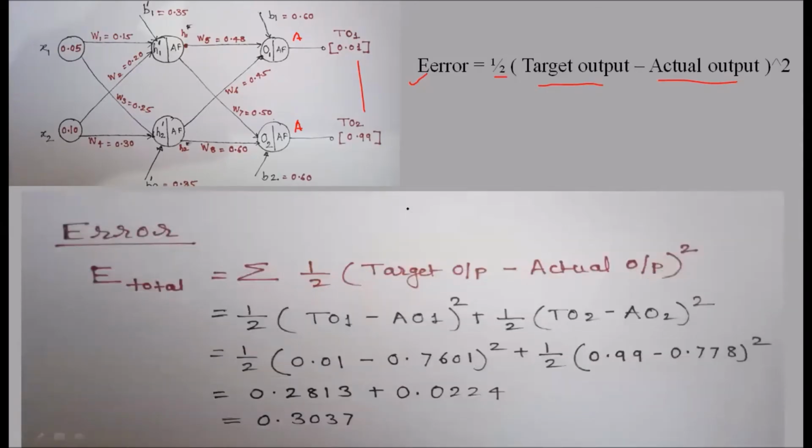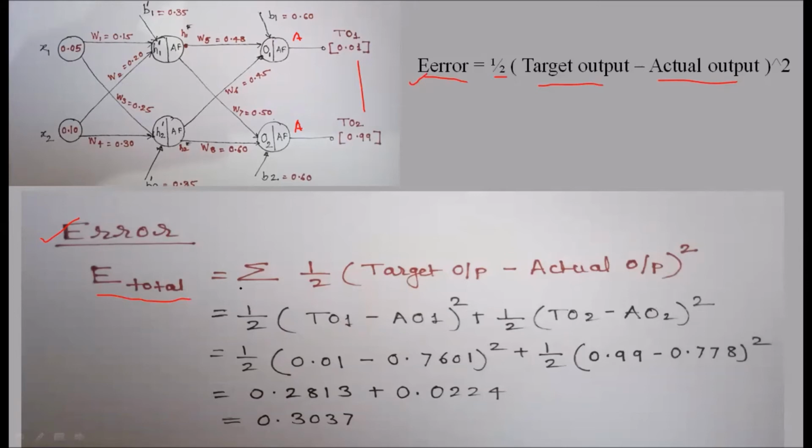Using this error, we are going in the backward direction. So this is the formula for error calculation, that is the squared error formula. You have studied it already. So this error we will calculate first as a total error. Since we have two outputs, the errors will be calculated considering both the outputs.